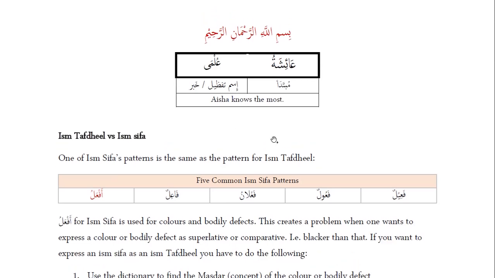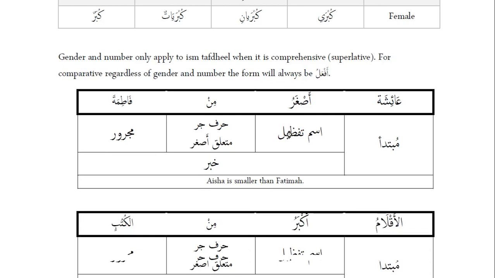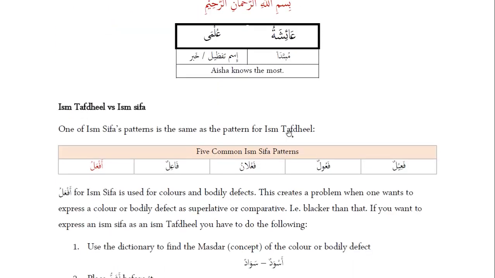And now if we want to deal with a case of superlative, we want to say that Aisha is the one who knows the most. In this case, we would have to change the pattern up. We wouldn't be able to use the regular a'lamu pattern. Rather, we would have to change it to the ulma pattern, right? Making it match with the feminine version of the pattern because we're speaking about a female, in the case of superlative.